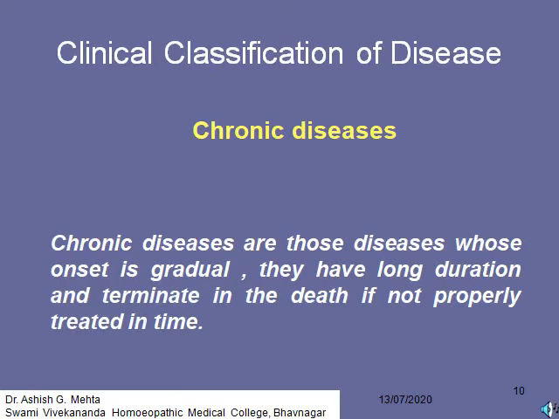After defining the acute diseases and their types, Dr. Hahnemann has stated regarding the chronic diseases. The onset of chronic disease is gradual. They have a long duration and ultimately they will terminate in death. And especially if not treated properly, it will definitely terminate in the death of the patient.